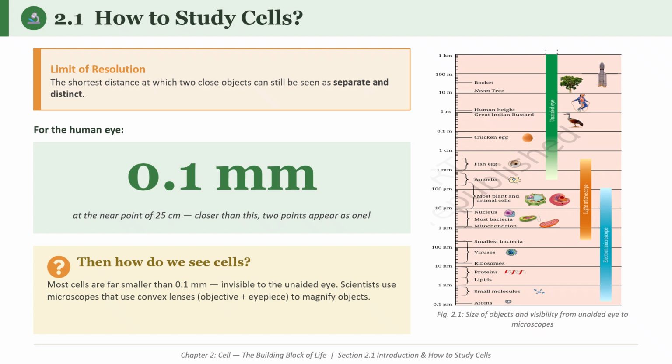See, scientists use a microscope to observe cells and other microscopic objects. How does it work? A microscope uses convex lenses to magnify objects. These lenses bend the light rays to produce an enlarged image. We have two lenses there. One is the objective lens, and another one is the eyepiece lens.